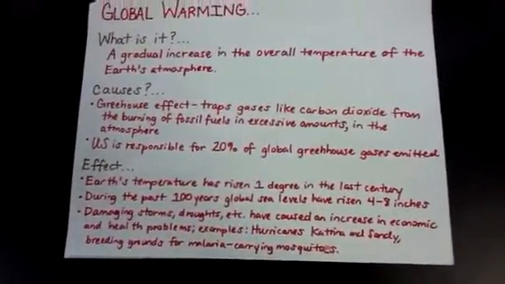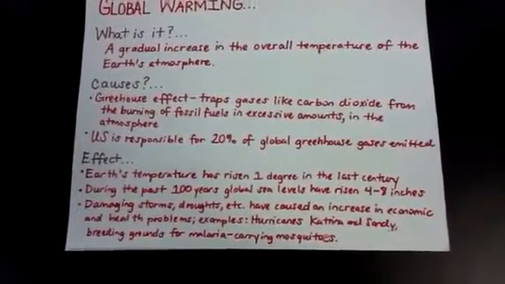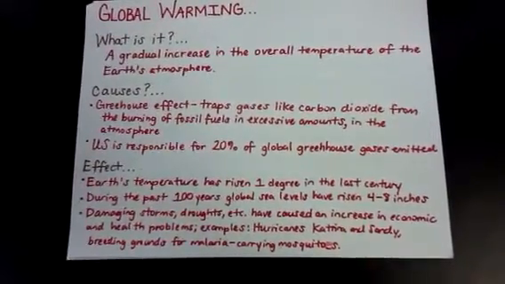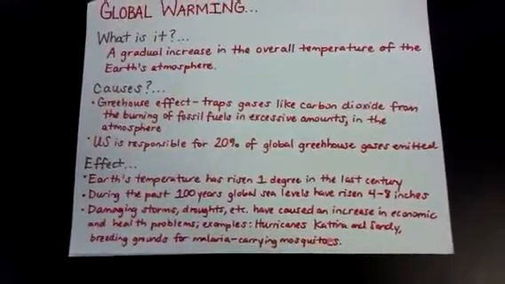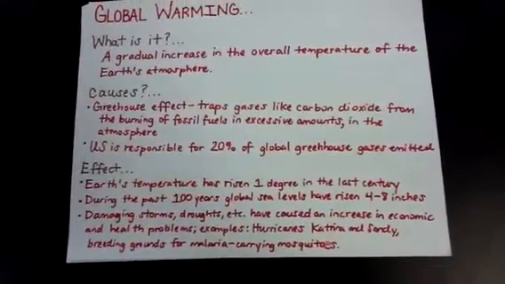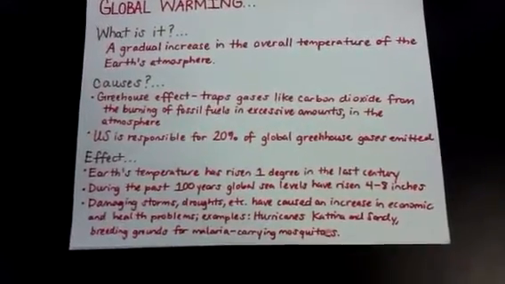Global warming, what is it? It's a gradual increase in the overall temperature of the Earth's atmosphere. This causes what? Greenhouse effect, which traps gases like carbon dioxide from the burning of fossil fuels in excessive amounts, and this happens in the atmosphere. Note that the U.S. is responsible for about 20% of global greenhouse gases emitted.